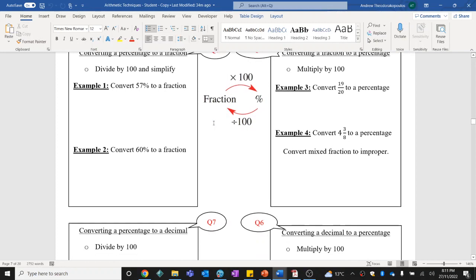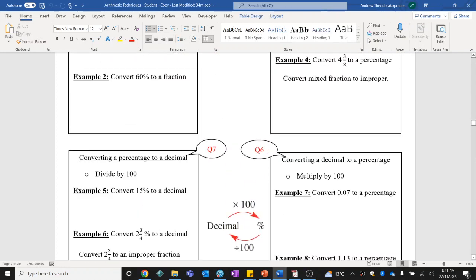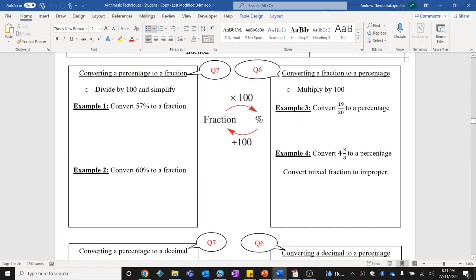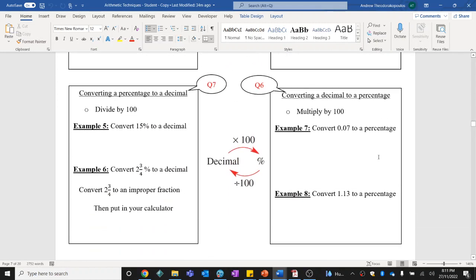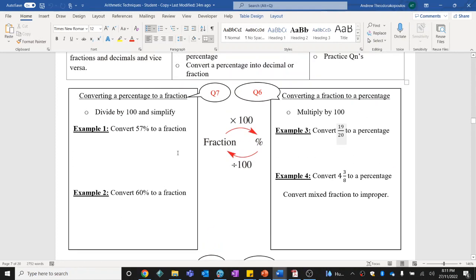This is just a breakdown of all the different ways you can go from fractions, decimals, and percentages. So here we've got percentage to fraction, fraction to percentage, percentage to decimal, decimal to percentage. So let's go straight into that.